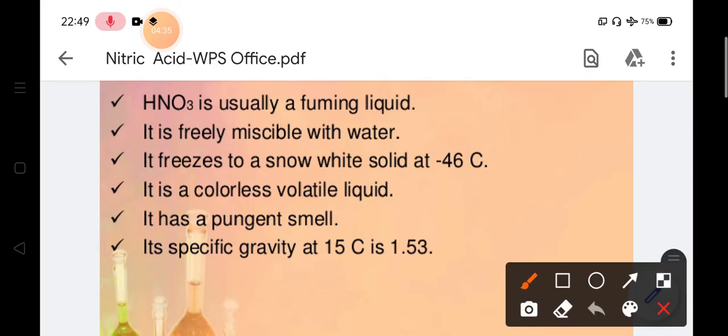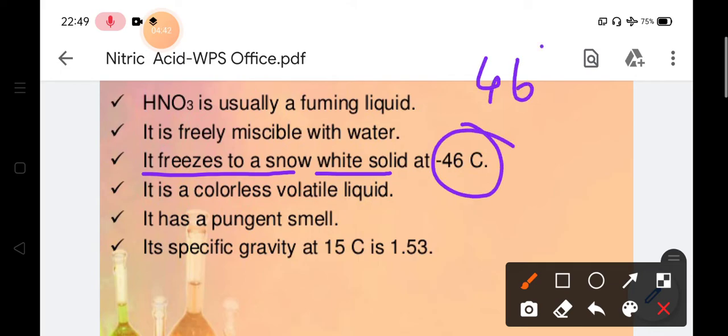So it fuses to a snow white solid. When HNO3, that is nitric acid, is fused at minus 46 degrees Celsius, it will form a snow white solid. I have already discussed, it is a colorless volatile solid and it has a pungent smell. Due to the smell it is very much detectable as well.